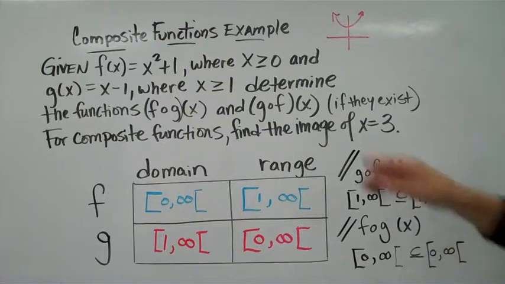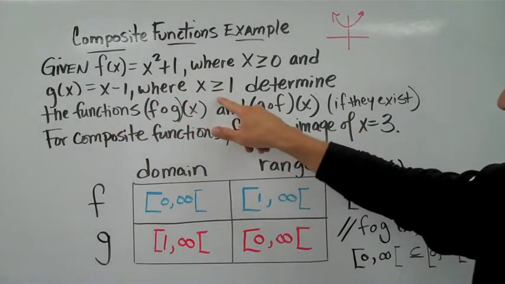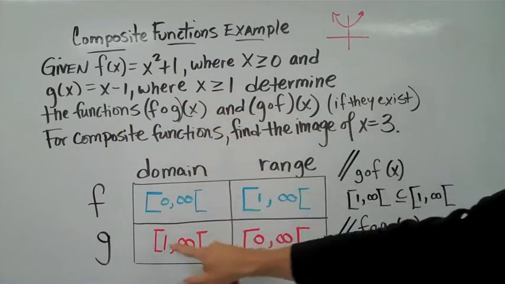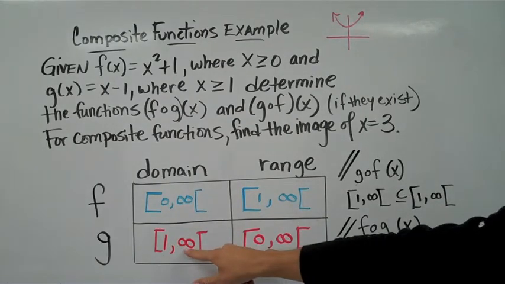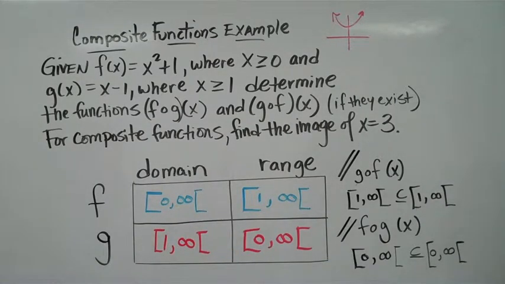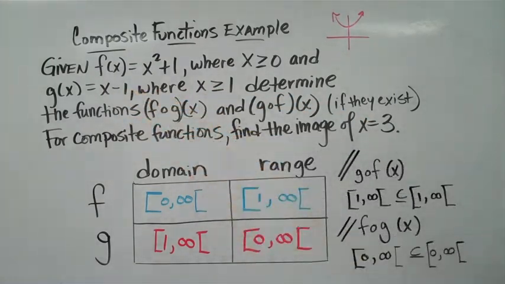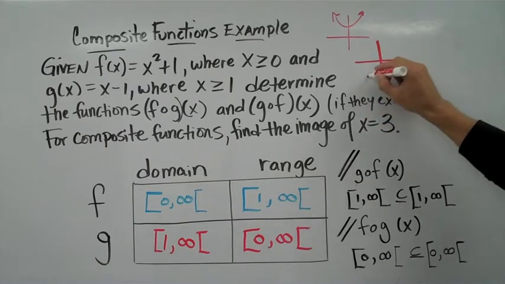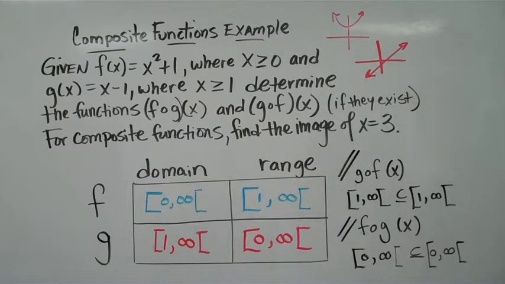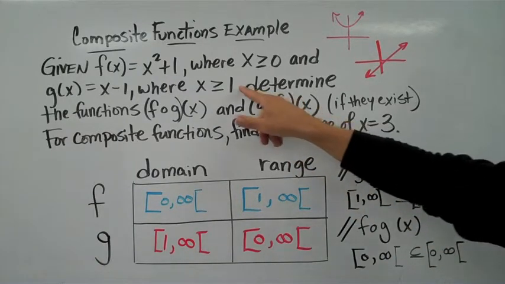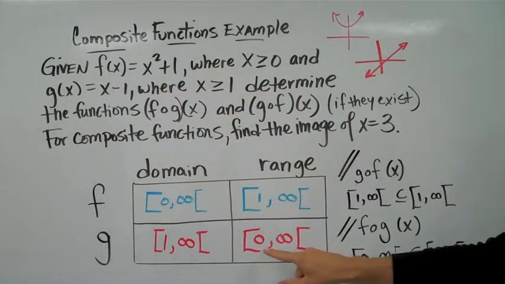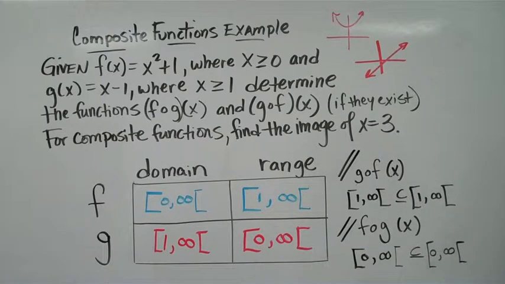For g of x, I know that it's x minus 1, where x is greater than or equal to 1. So my domain is starting at 1, including 1, and going to infinity, but not including infinity. So I draw my bracket backwards like that. If I plug in a 1, 1 minus 1 is 0. So I know my lowest value for g of x is going to be 0. Because I draw a quick sketch of that, it's a line like this with y-intercept of negative 1. So my lowest value, if I plug in a 1, will be 0. The range is 0 to infinity, including the 0.